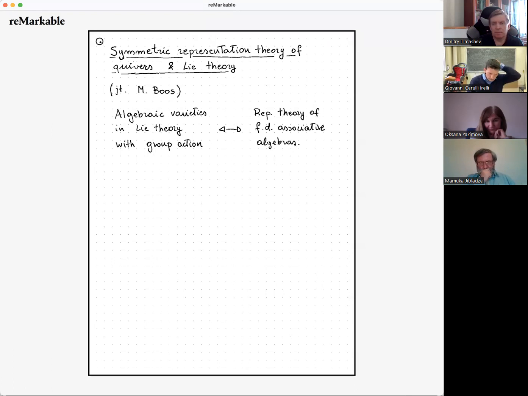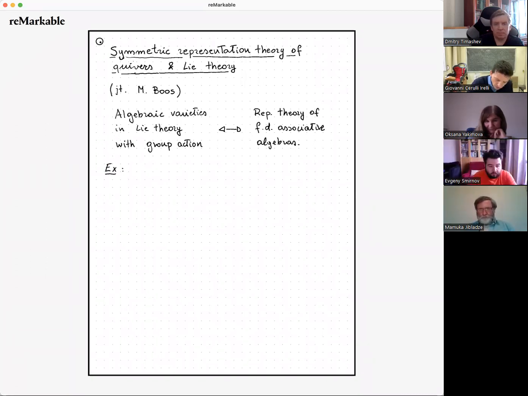I encountered this connection in my research at least two times, even more. So the examples I have in mind, and want to discuss today, concern the following. The first one is the classical case of conjugacy classes. By this I mean GL_n acting on its Lie algebra by conjugation.